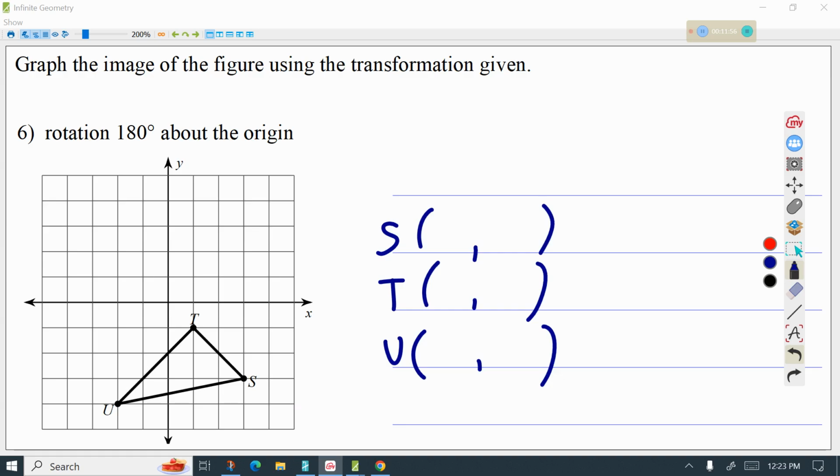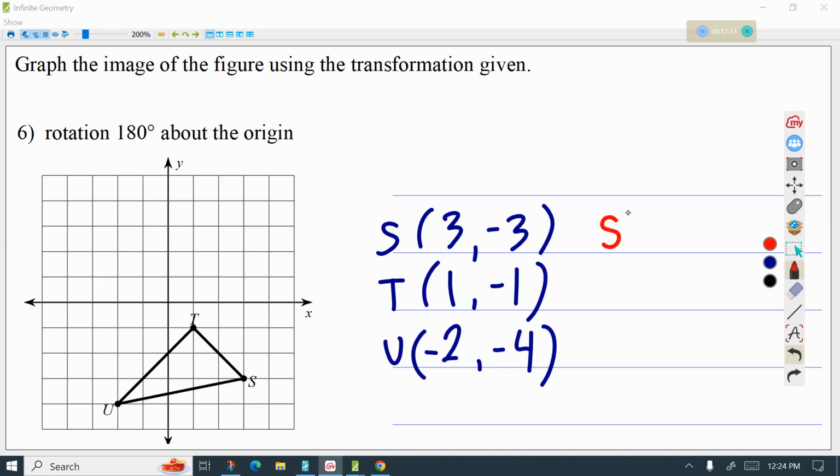Okay, so S is 3, -3. T is 1, -1, and U is -4. Sorry, I did that again. It's a -2 and -4. Okay, so we want to change the sign of all of these points, right?